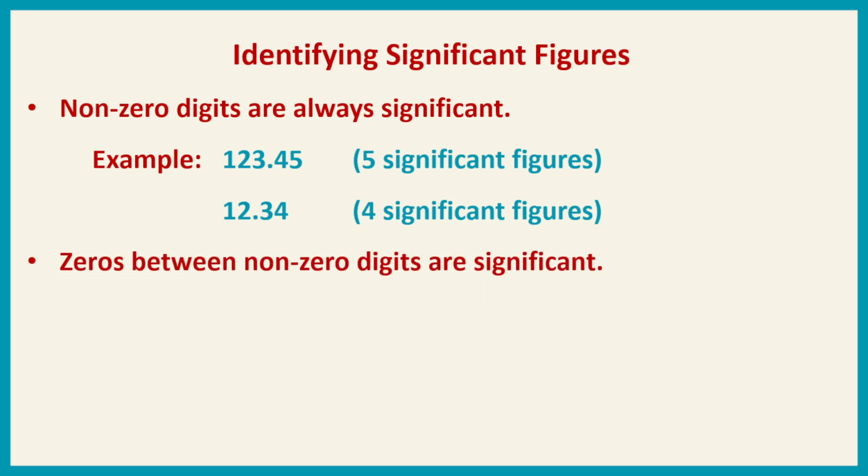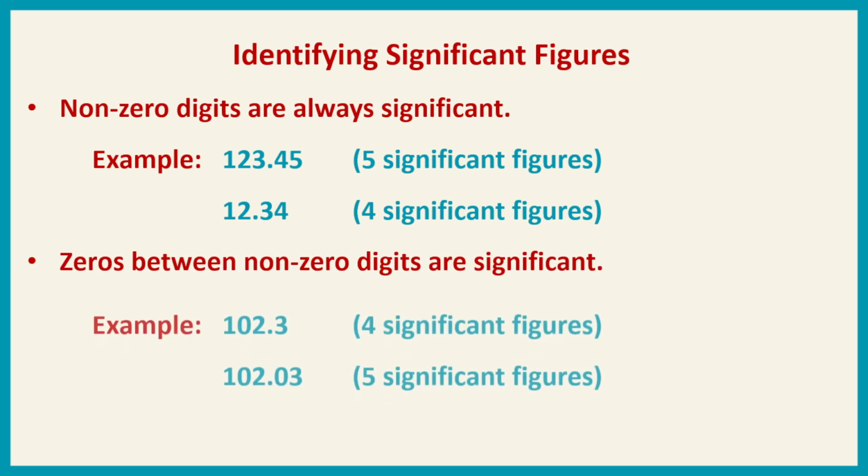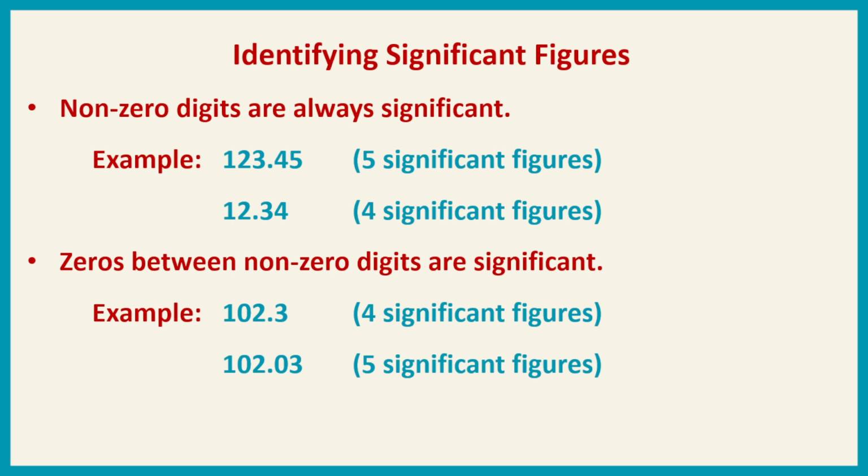Rule number 2: zeros between non-zero digits are significant. Example, 102.3 has 4 significant figures and you have to count the 0 as well as a significant digit. In the number 102.03, there are 5 significant figures and both of the 0 digits will be counted as significant figures.